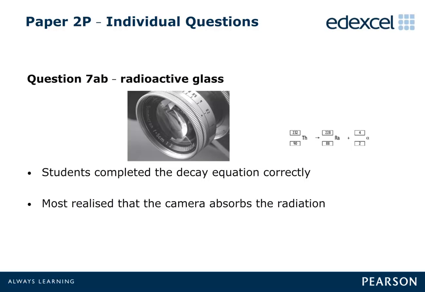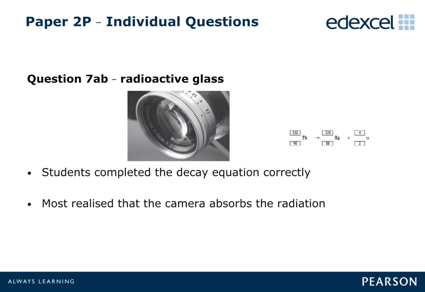More than 80% of the students completed the decay equation in 7A correctly. The 2 marks were given separately for correct completion of the top and the bottom lines. Most errors came from a mistaken proton number for the alpha particle.